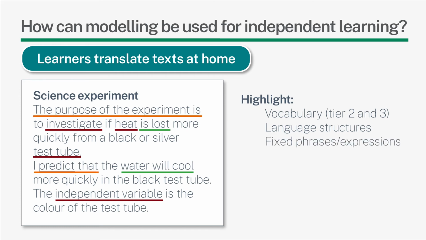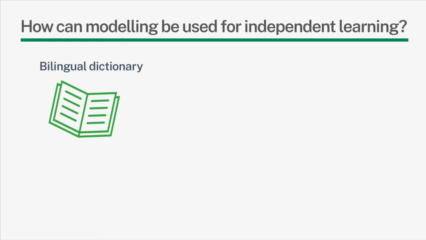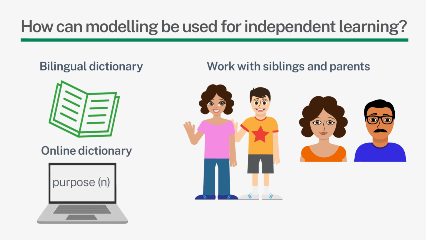It's also useful to underline set phrases or expressions, as we can see in the example here, where it says the purpose of the experiment is. Learners can then translate the vocabulary, structures and fixed expressions at home. To translate model text at home, you might want to ask learners to use a bilingual dictionary, or to work with siblings and parents if possible. Learners could also use a good online dictionary such as Macmillan to hear the pronunciation of the new words in English.